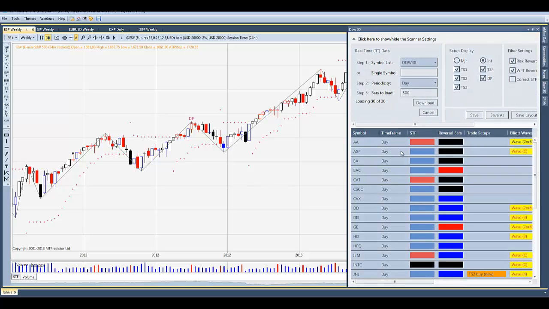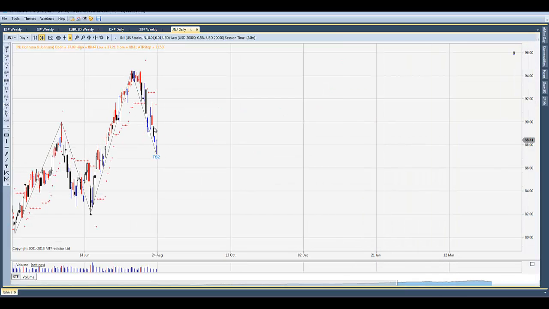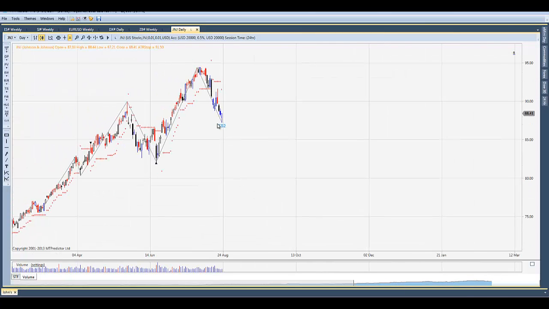If we want to look at the Dow stocks, we can see what wave patterns a lot of these stocks are in. We've got a new buy signal in J&J. It tells me it's in a wave 4, probably heading into a wave 5. So if we want to look at that, I can just right click, go to new chart, and here's the trade setup. And we can see the pattern here.